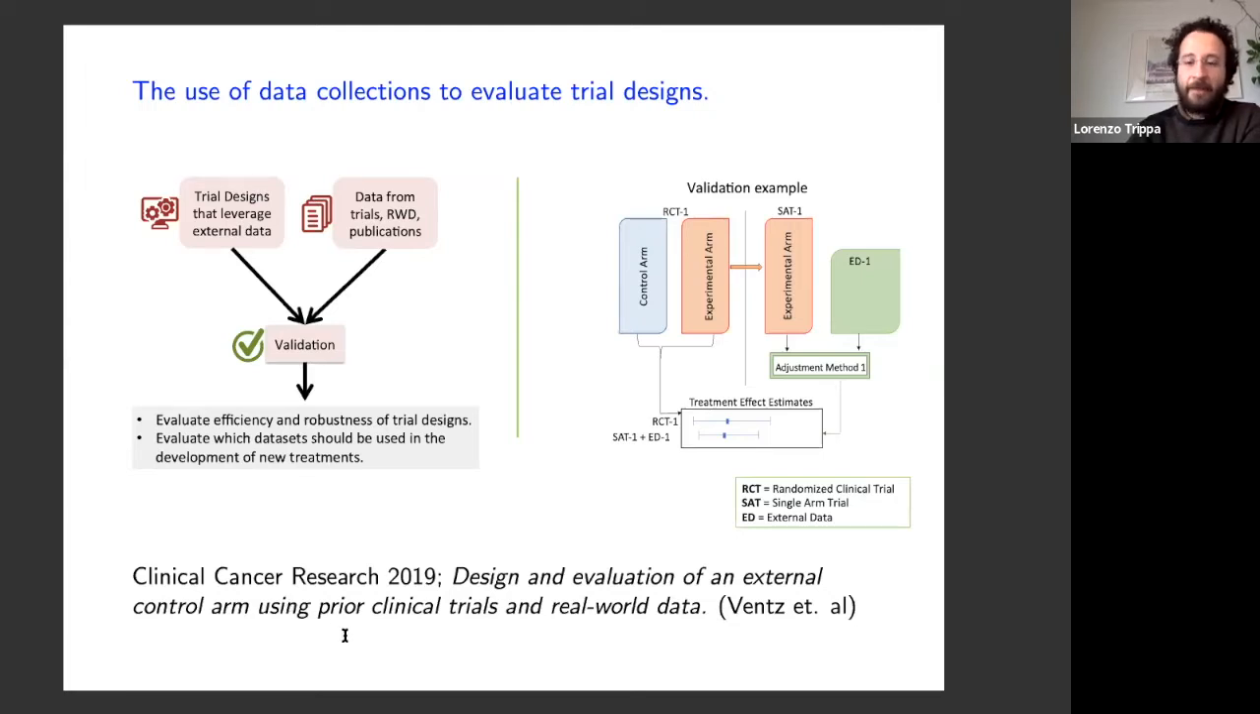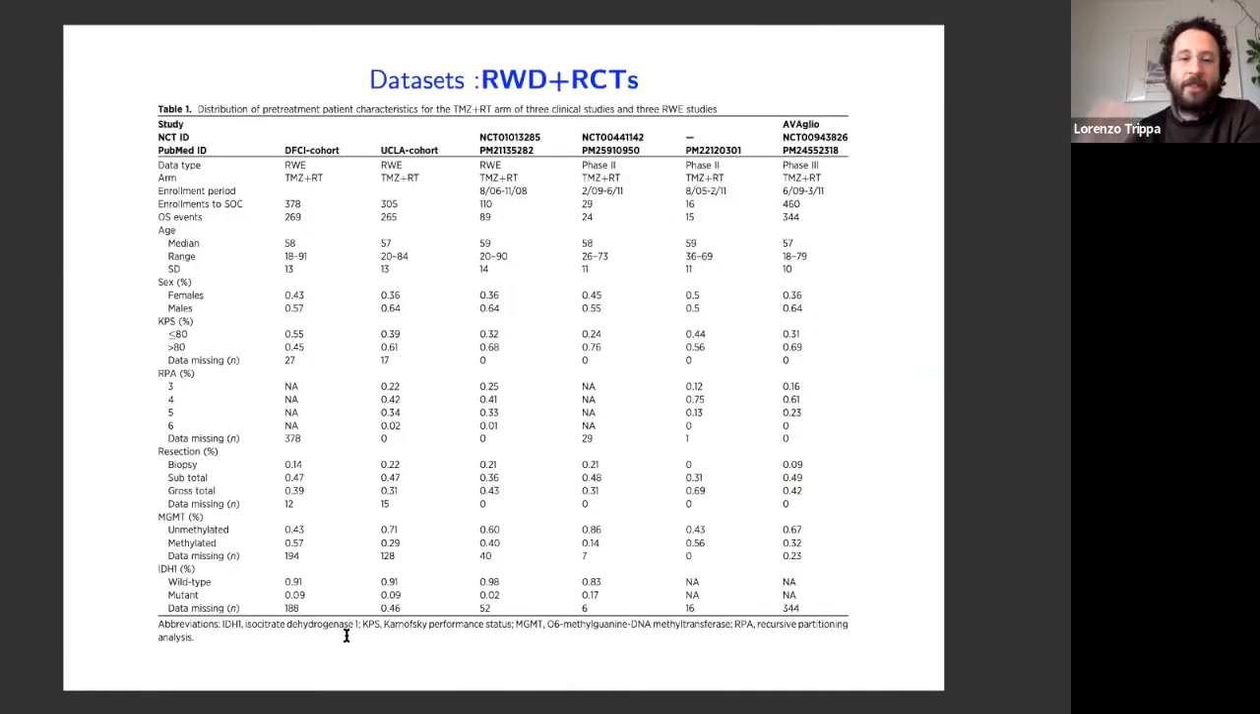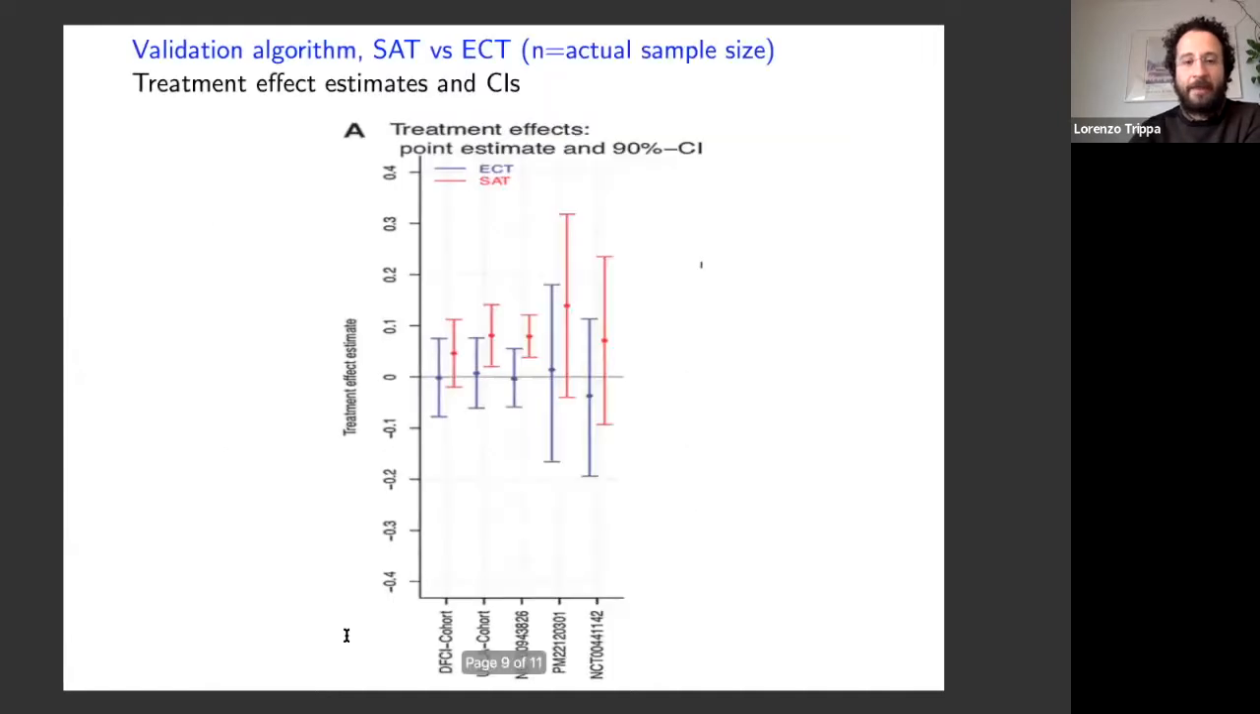Here, the next figure that I show you, this is just how the data look like. You have different columns. These are many studies. Some of these columns are randomized clinical trials. Some are real-world data sets. And this is the collection of data we use in order to do validation studies.